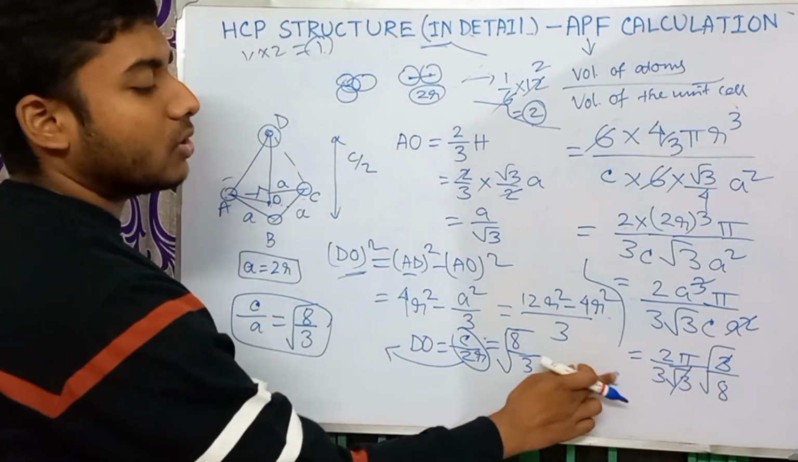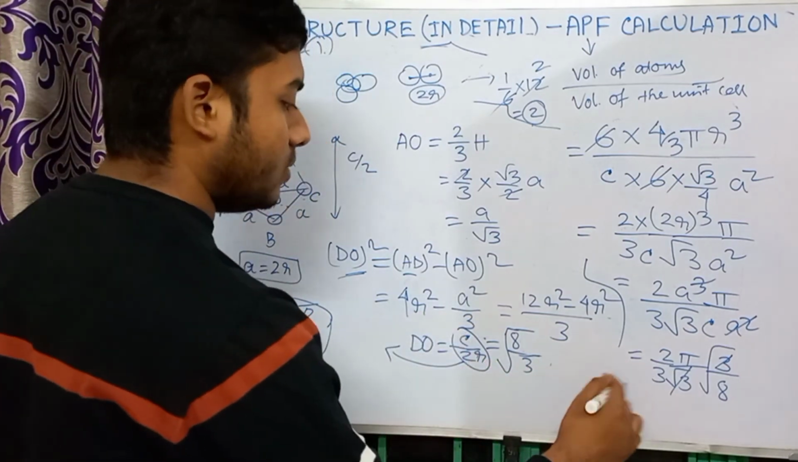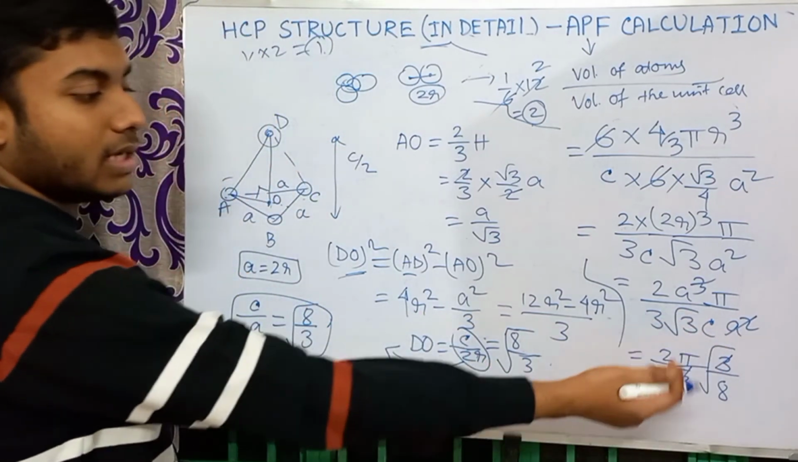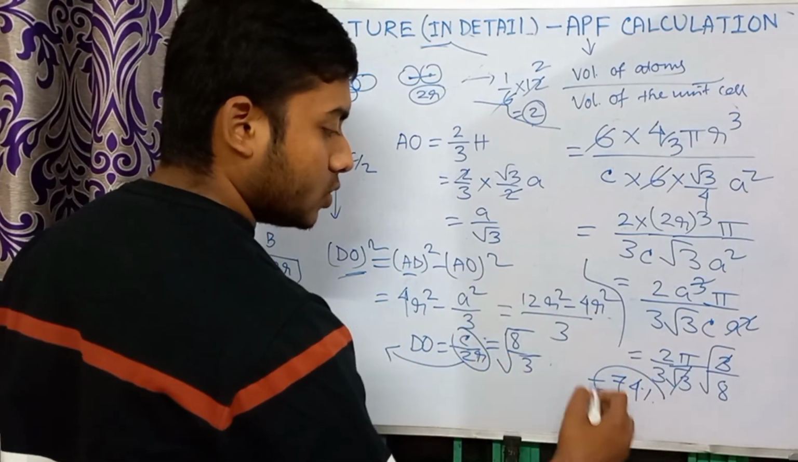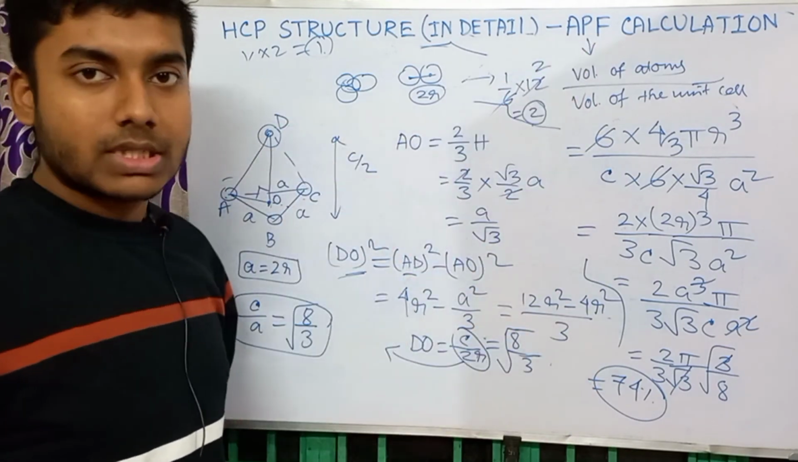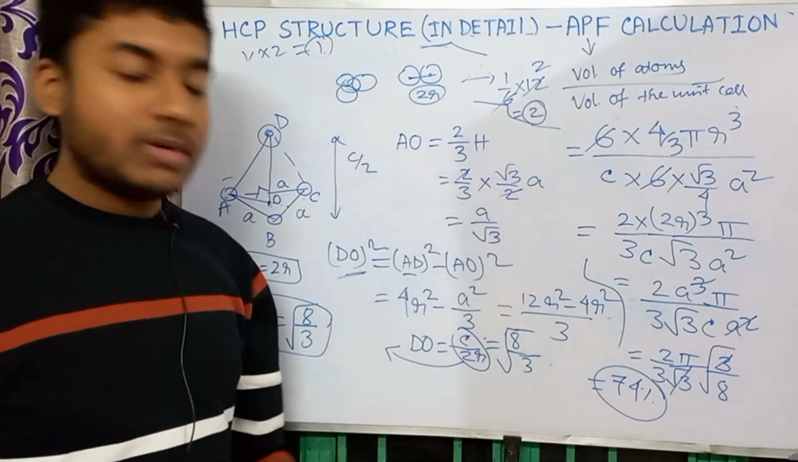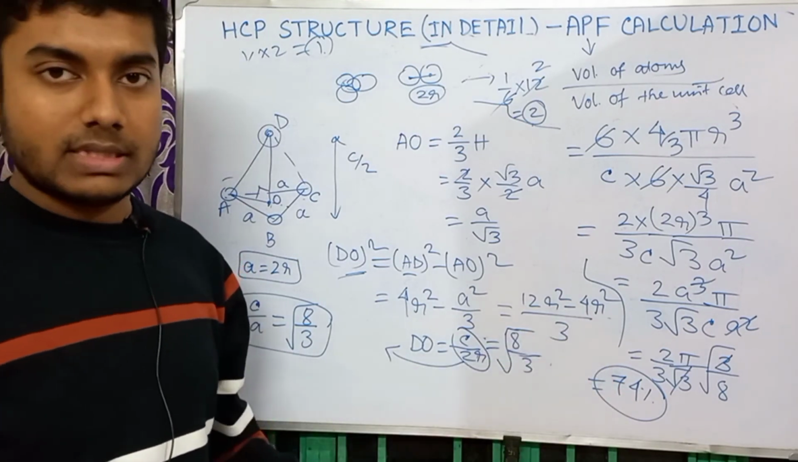So if you calculate 2 pi by 3 root 8, the answer will be 74%. So this is the atomic packing fraction of HCP structure. So we can easily find the atomic packing fraction of HCP structure, which is 74%.